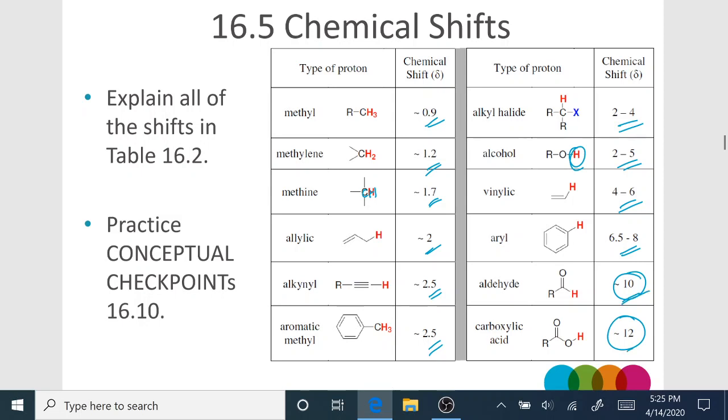That makes these aldehyde and carboxylic acid hydrogens very specific. If you see a hydrogen at 10, you've got an aldehyde. If you see a hydrogen at 12, you've got a carboxylic acid. It's very specific for those groups.